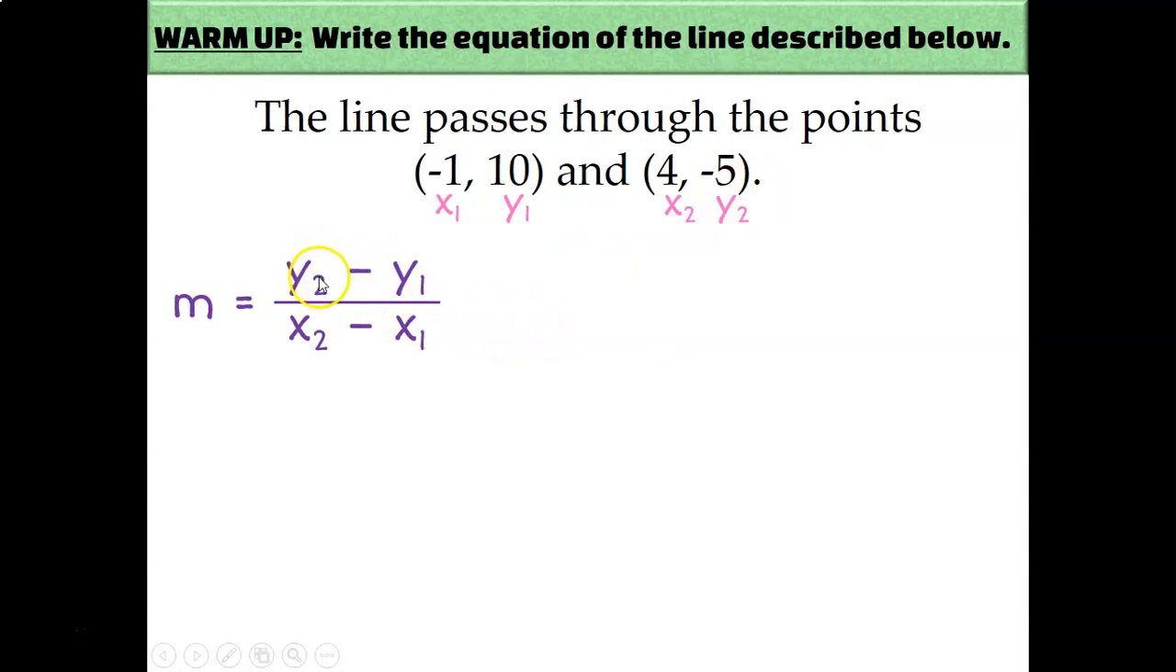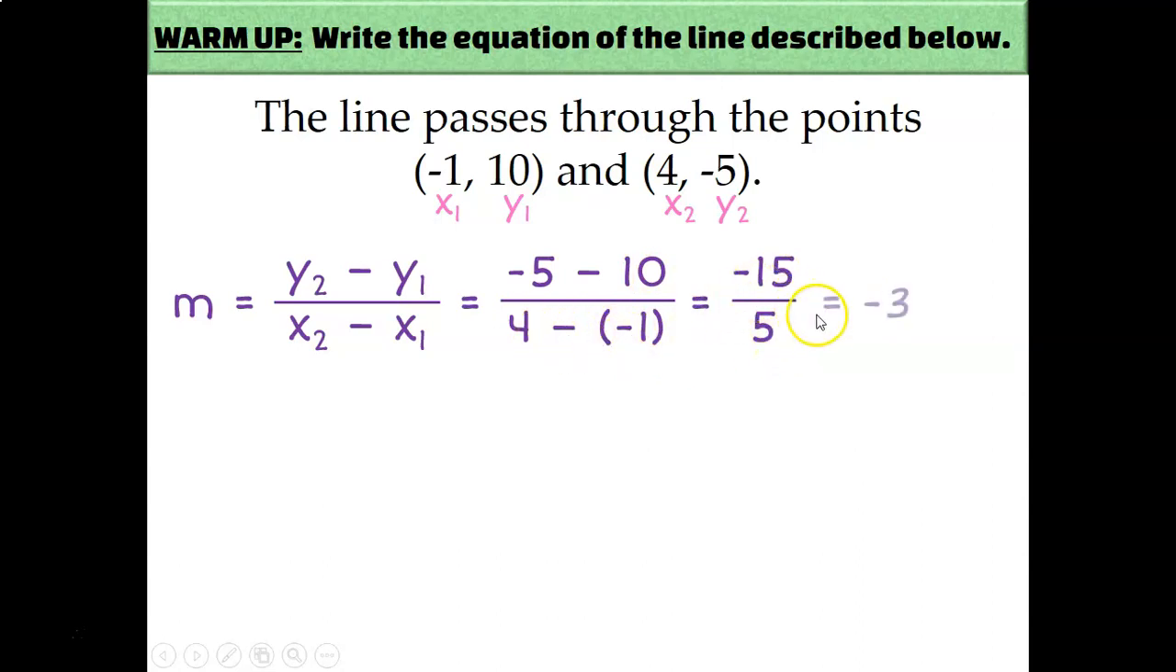So let's do it. I need y2 minus y1, so that would be negative 5 minus 10. And then I need x2 minus x1, so that would be 4 minus negative 1. Now be careful there, that's a minus minus, which is a plus. So if you'd rather write this as 4 plus 1, please go ahead and do so. Now that we've put our numbers into our formula, we can simplify. Negative 5 minus 10 is negative 15, and 4 plus 1 is 5. And I can reduce that fraction to get a slope of negative 3.